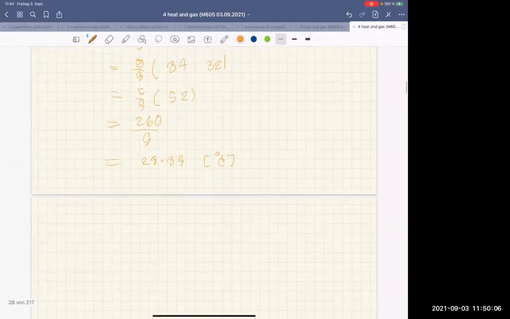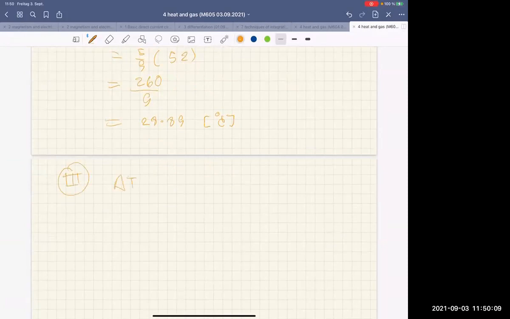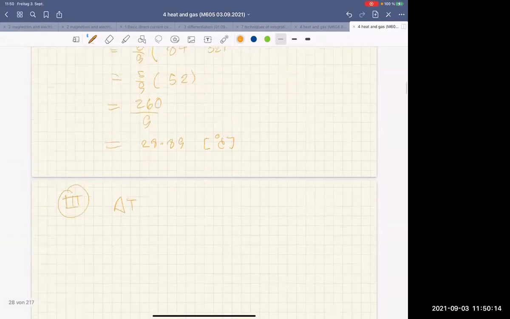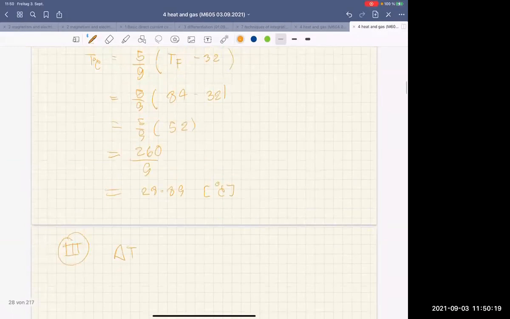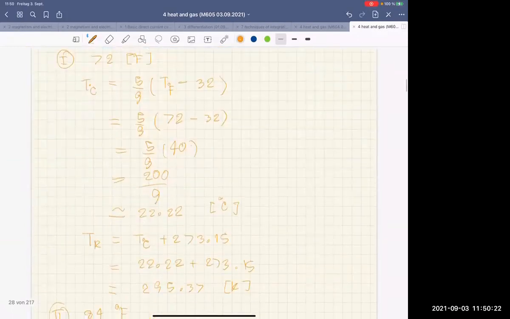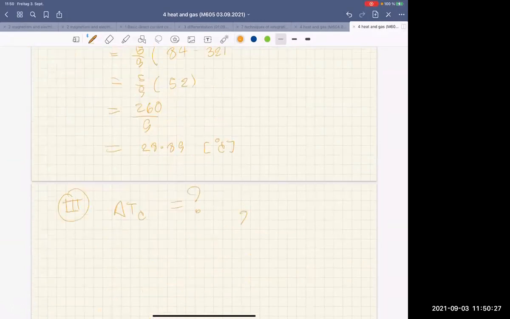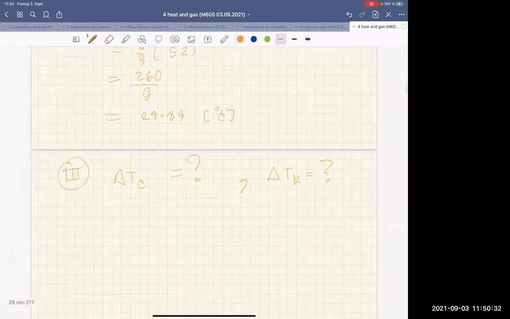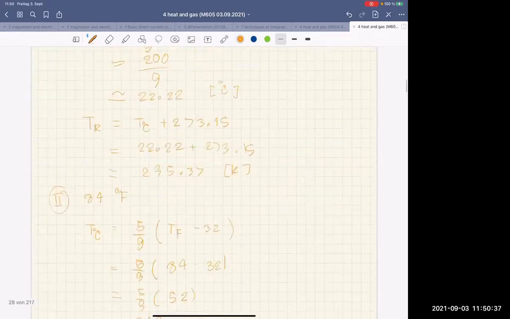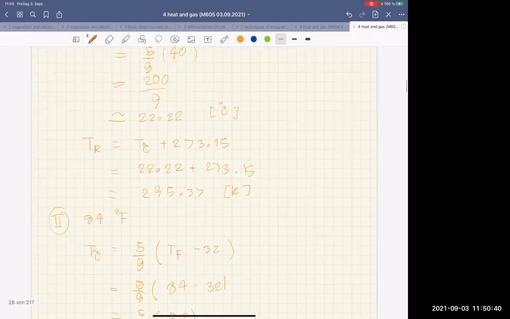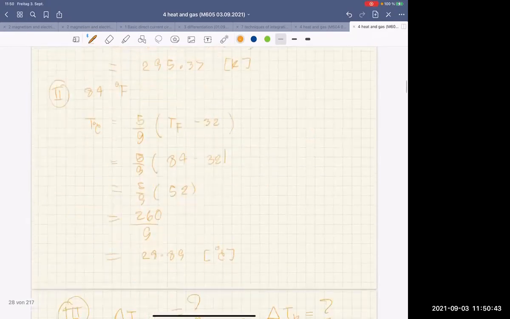Okay, the delta temperature in what is that, in Celsius and Kelvin, right? TC, delta TC, what is that, right? And delta TK, what is that, right? So what is delta TC? Delta TC is going to be what is that? Oh, I forget to say T Kelvin in this situation.